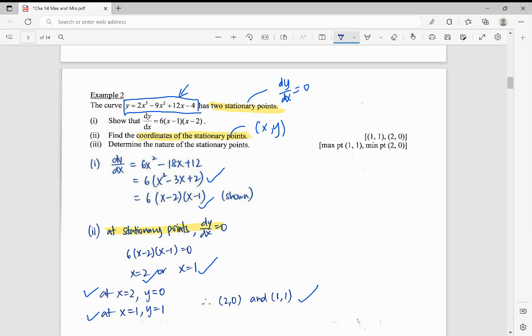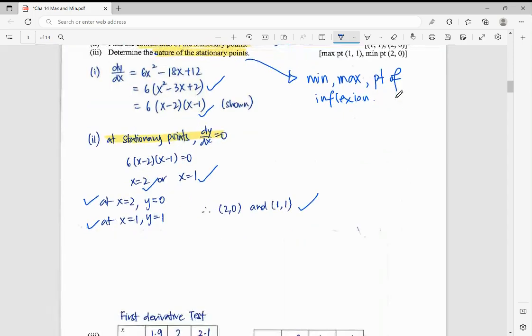Now in part 3, they are actually looking for the nature of stationary point. What do we understand by nature of stationary point? If we recall, nature of stationary point means it can be a minimum point, a maximum point, or a point of inflection. But how are we going to find out the nature? For this example, we're going to use a method called the first derivative test.